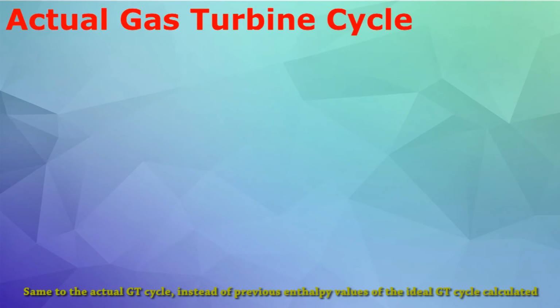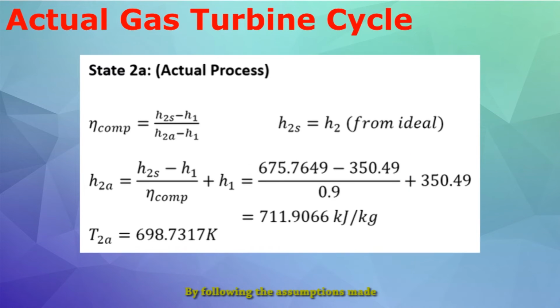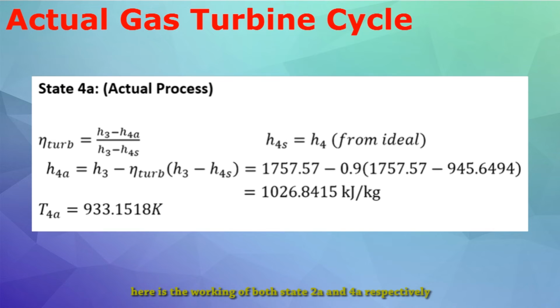Same for the actual gas turbine cycle. Instead of the previous enthalpy values of the ideal gas turbine cycle, we need to determine the actual enthalpy values for state 2A and state 4A respectively. By following the assumptions made, here is the working for both state 2A and state 4A respectively.